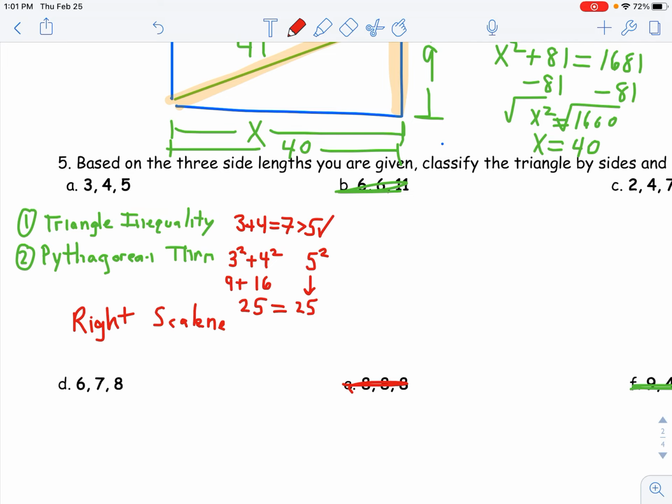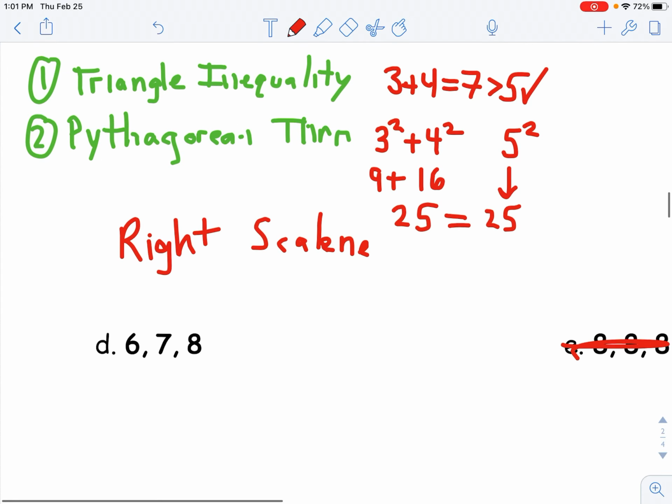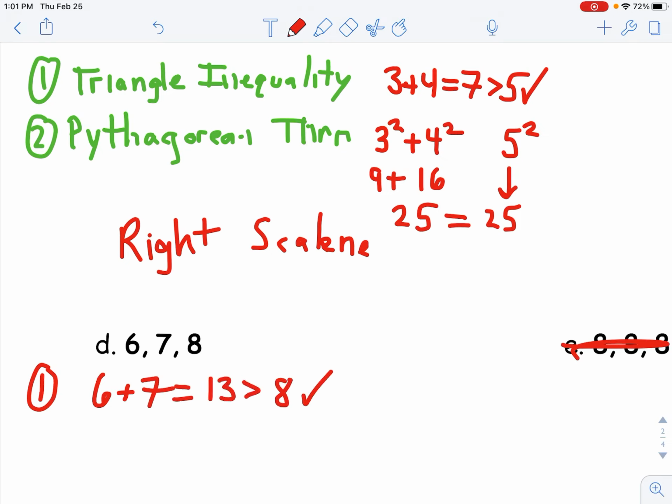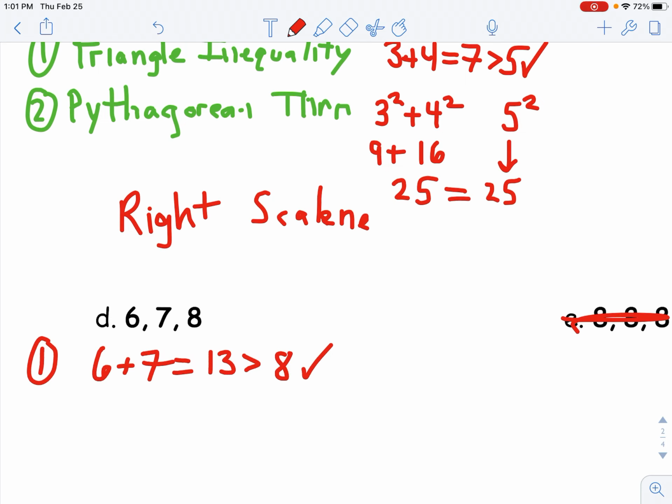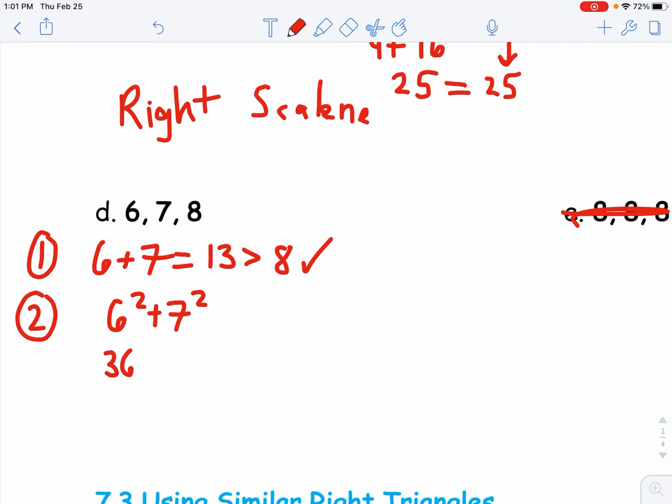All right. Again, let's do triangle inequality theorem. 6 plus 7 equals 13, greater than 8. So check, yes, it can make a triangle. Cool. Next, we're going to plug it into Pythagorean theorem and see what happens. 6 squared plus 7 squared. You're going to get 36 plus 49. 36 plus 49 equals 85.